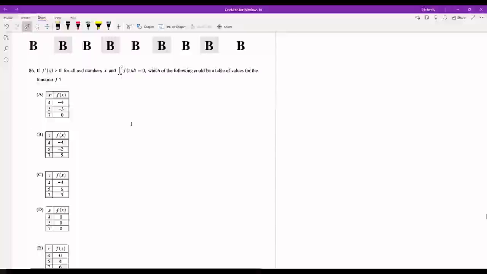86. If f prime of x is greater than 0 for all real numbers x, and this integral equals 0, then which of the following could be a table of values for the function f? This is a kind of peculiar question. But if f prime of x is greater than 0, that means the function must always be increasing. So as x increases, all the values must increase. Is there anything that already doesn't satisfy that? Well, C doesn't satisfy that. D doesn't satisfy that. And all the rest do satisfy it.